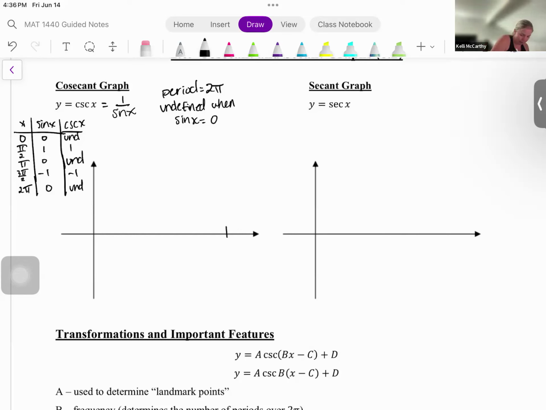So I'm going to start by marking my period of 2 pi. Just like we did before, we're going to divide that into 4 equal parts. So starting with halves, here's pi. This is pi over 2. And this is 3 pi over 2. We have our asymptotes at 0, at pi, and at 2 pi.